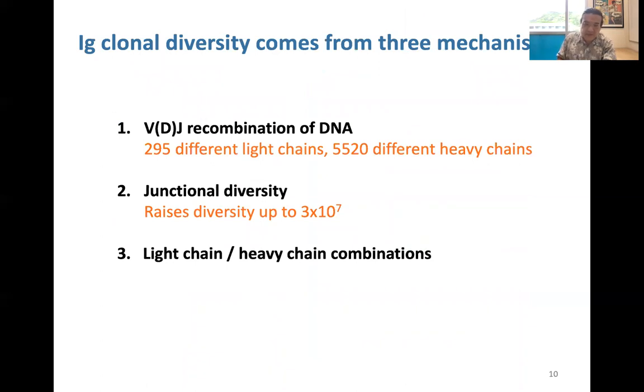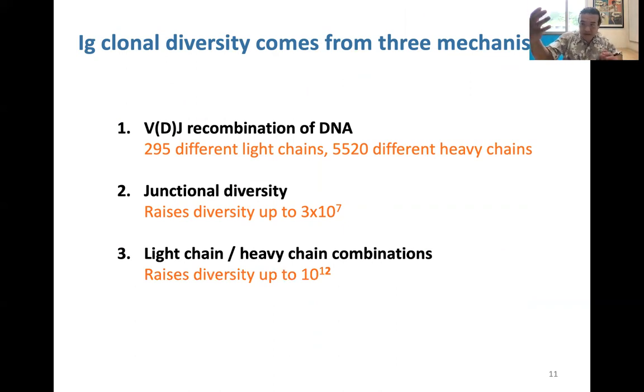And then the very last thing is simply, this is happening when you're making heavy chain. This is happening when the B cell is also making the light chains. And then, of course, the heavy chain and the light chains have to come together. So all the possible heavy chains that you could make multiplied by all the possible light chains that you can make, when you combine those together, that's what raises the diversity of these shapes up to 10 to the 12, which is pretty phenomenal, right?